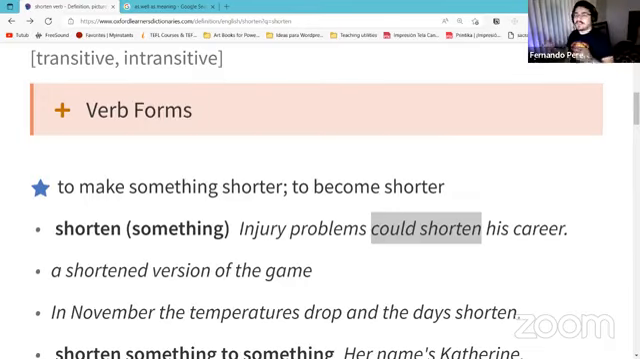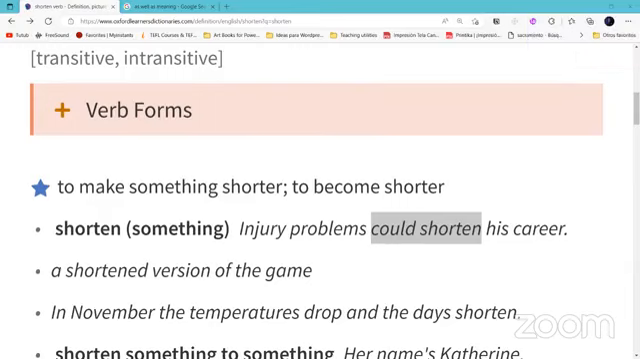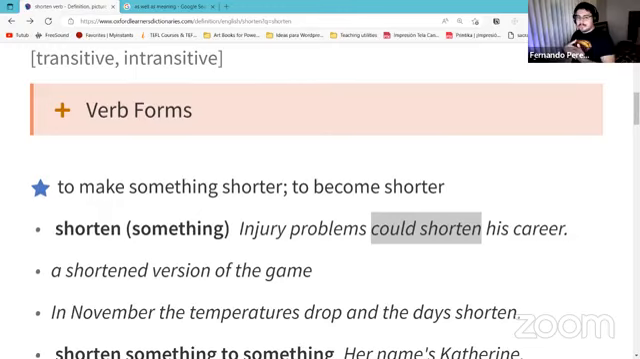Okay. You see, to shorten something is to take a piece of something and delete it, like literally make it small. You cut it shorter. You make it shorter.